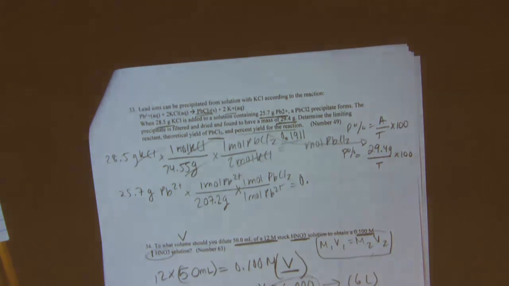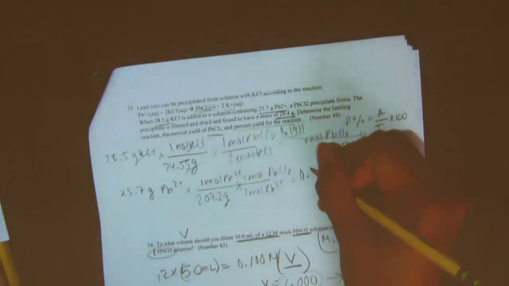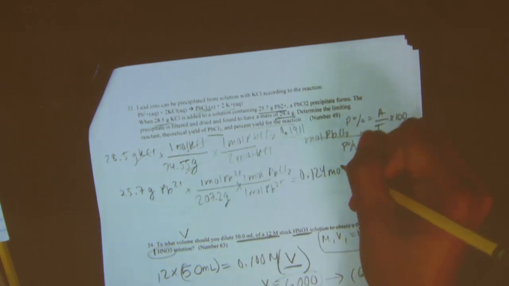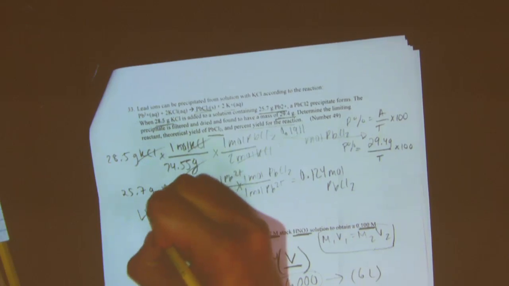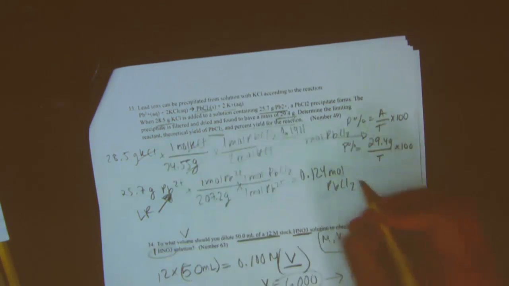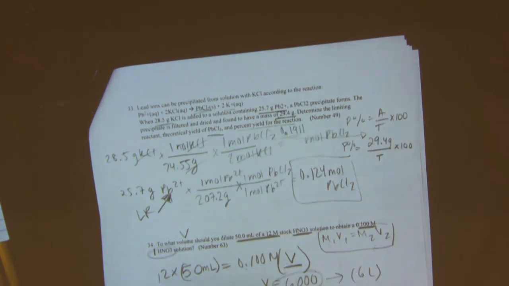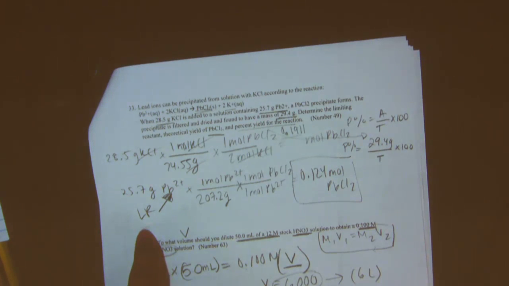It'd be like a 0 point something number. 0.124 mole of PbCl. Thank you so much. Okay, so now we have 0.1911, 0.124. What is my limiting reactant? Pb2+, exactly. Limiting reactant is your lower amount, right? Okay, so now we have the limiting reactant.